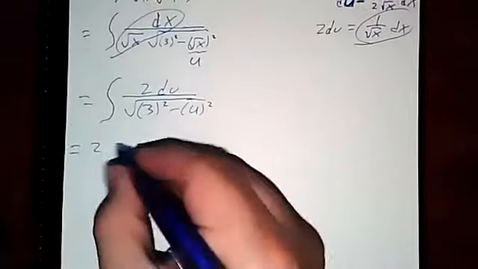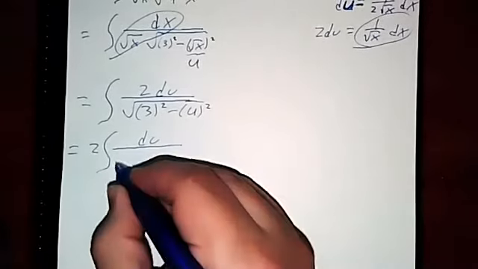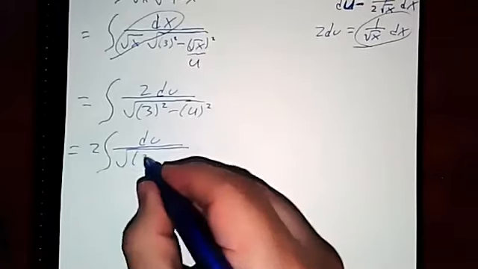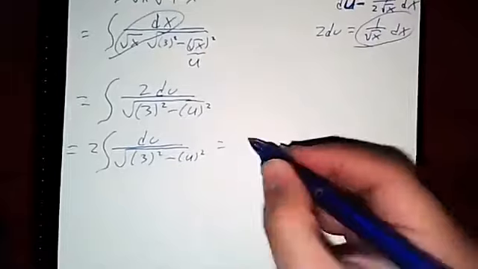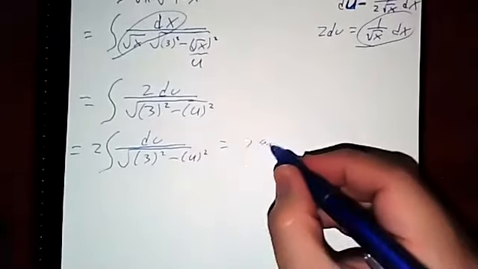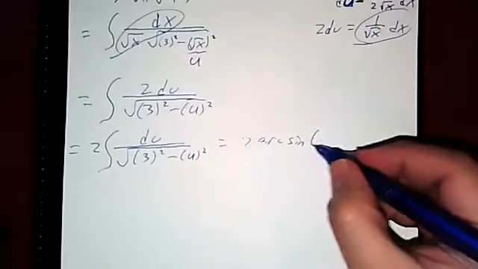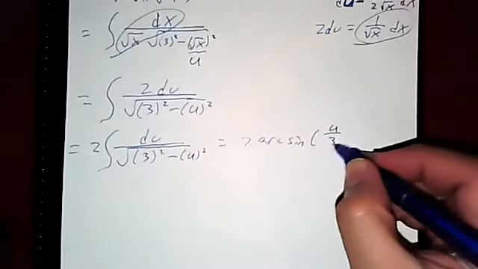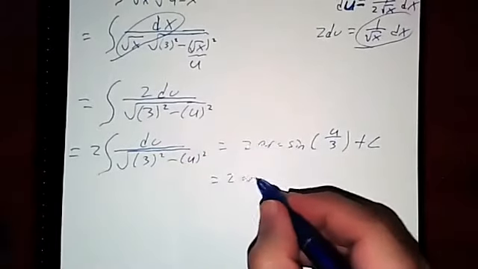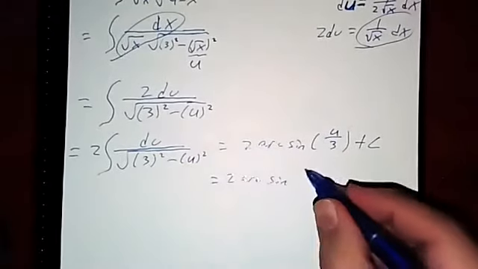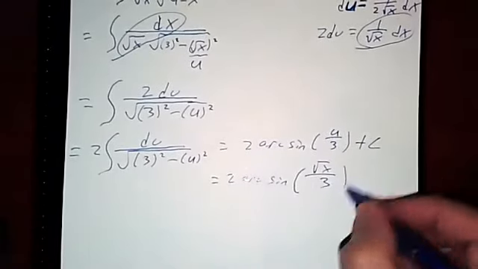What formula is this? Sine, right? Yeah, this is sine. So that'll be 2 arc sine of u over 3. But u is a dummy variable, so who cares about that? U is actually root x over 3.